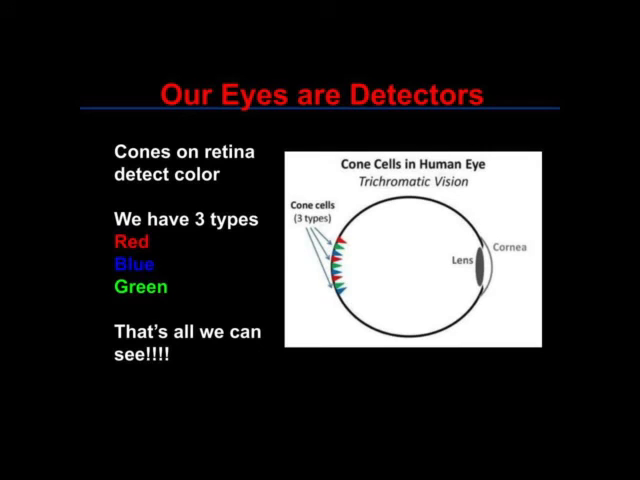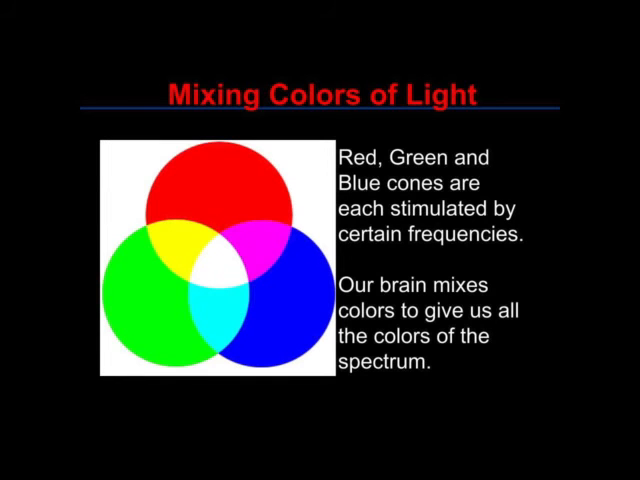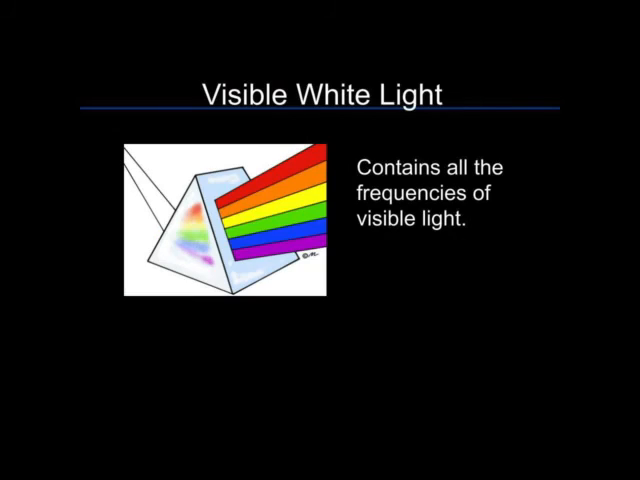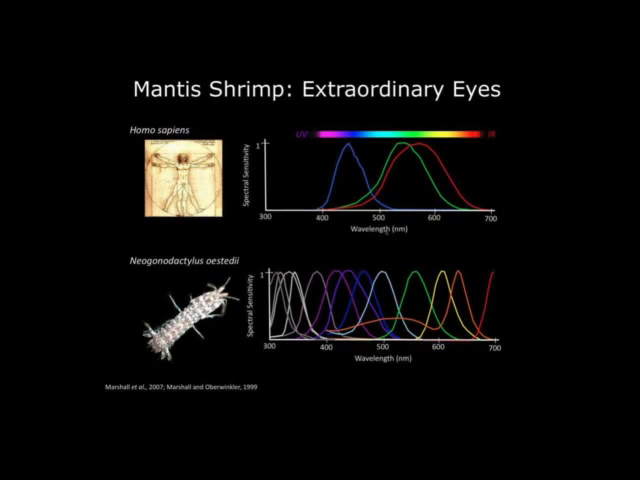They send the images to the brain, and then the brain makes sense of it, mixes the colors, and helps us see the full spectrum. Not all animals are as limited as humans. The mantis shrimp, for example, has 13 color cones.